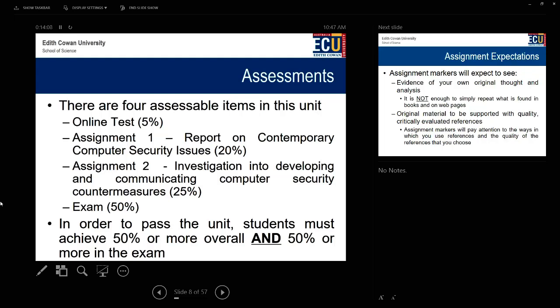We will have a discussion on this later in the semester, before the second half and the first half of the semester. But at this moment, there is no need to worry about it. Just focus on your online test and your first assignment.